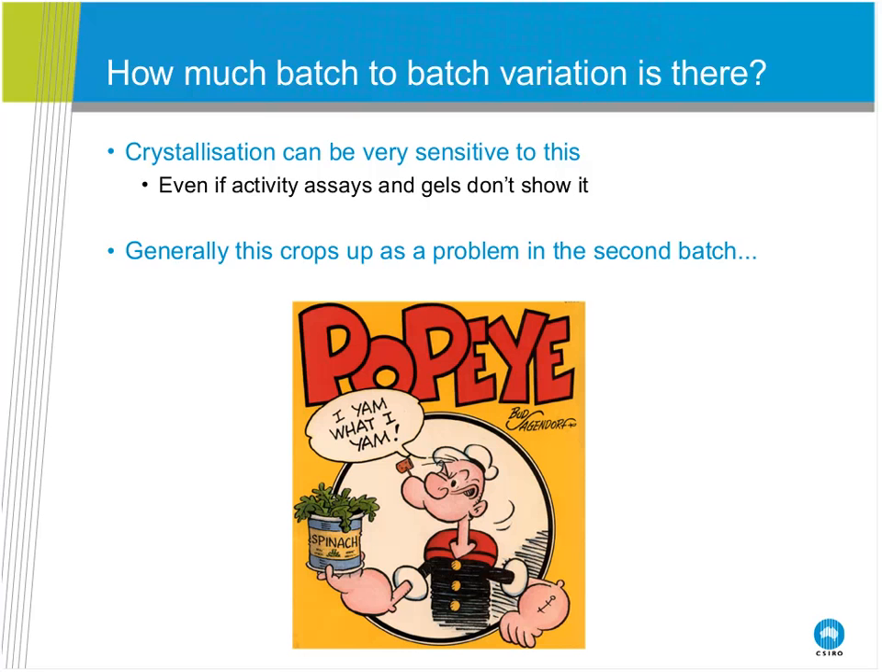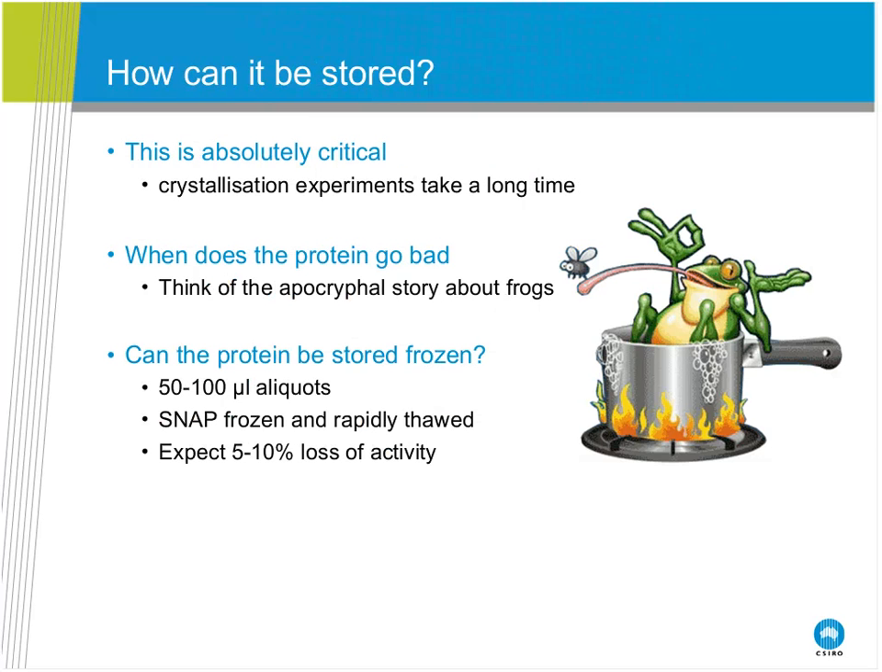This also suggests that it is better to do one large prep of protein and then work out how to store your protein than many smaller preps, because you minimize that batch-to-batch variation. Moving on to how can your protein be stored. It's so important because crystallization is this enormously time-dependent event. So you can't just set up an experiment and expect to see a result.